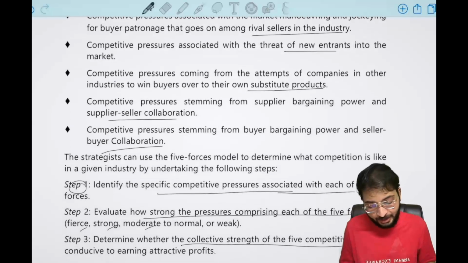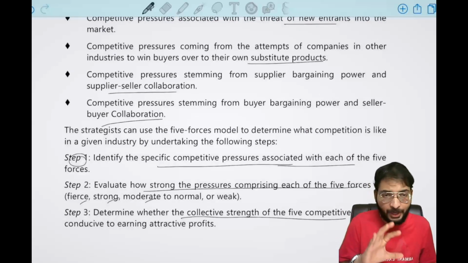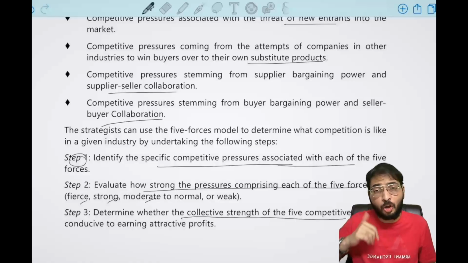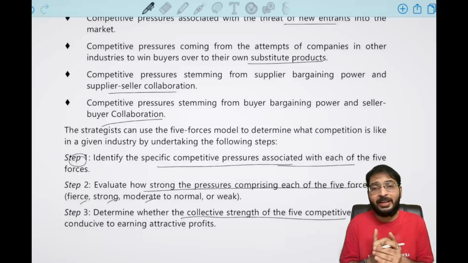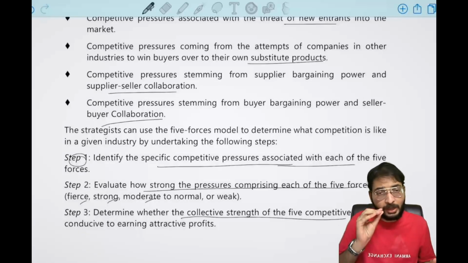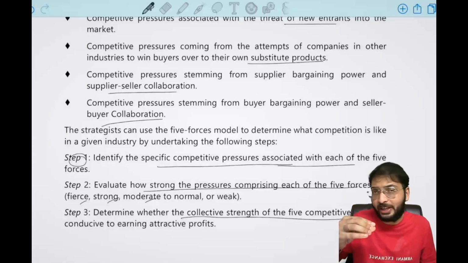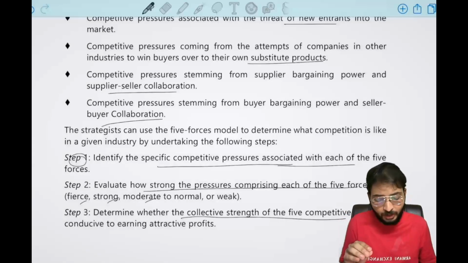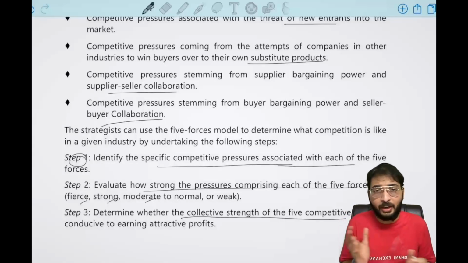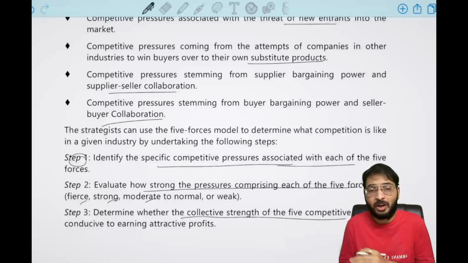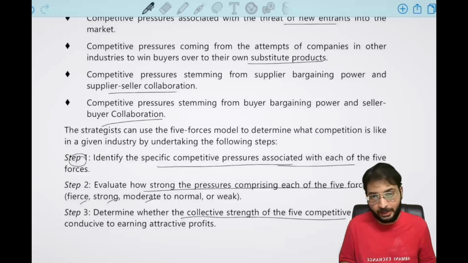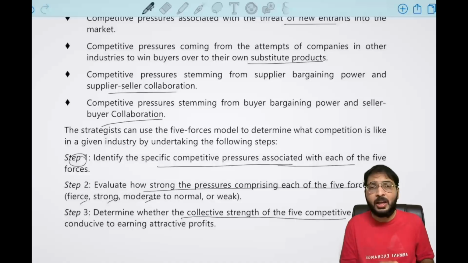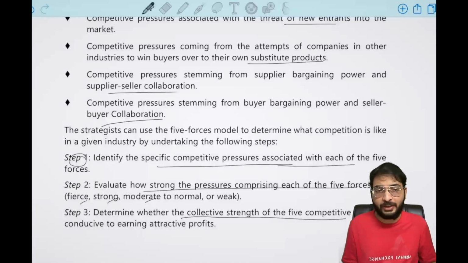So step one is identify the specific pressures. Number two, check how strong, and collectively check and decide whether you can earn the profits. If you can earn the profits, then only enter into that particular industry. If on paper you see that you cannot get profit, it is not advisable to enter into that industry. This is how Michael Porter's five force model can be used.